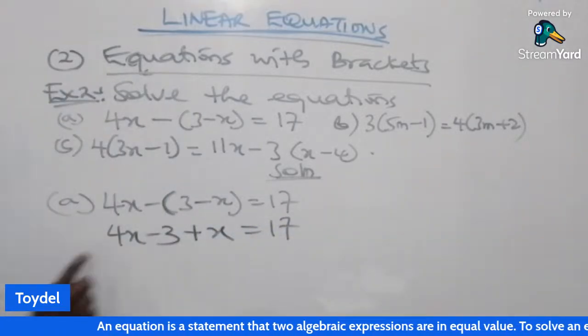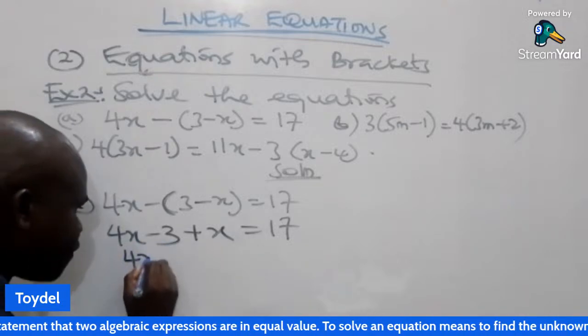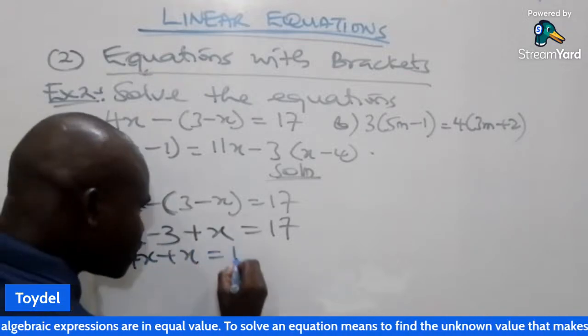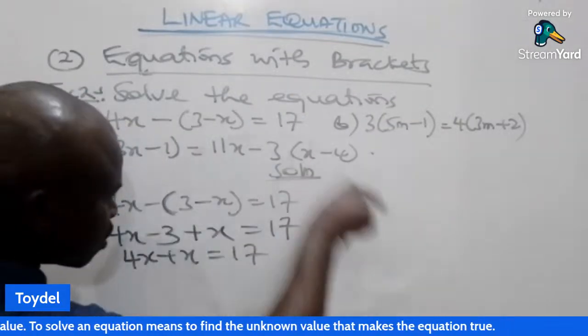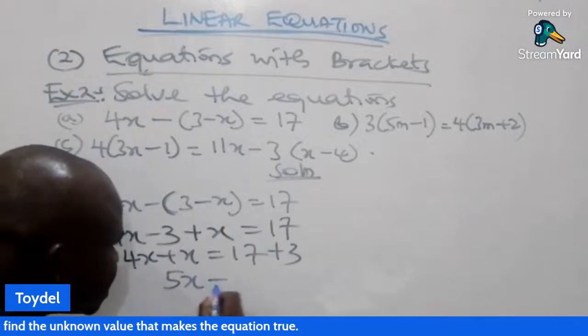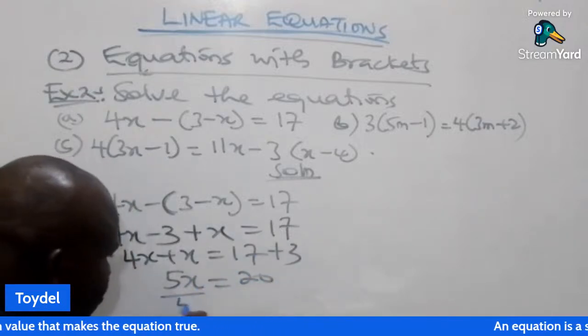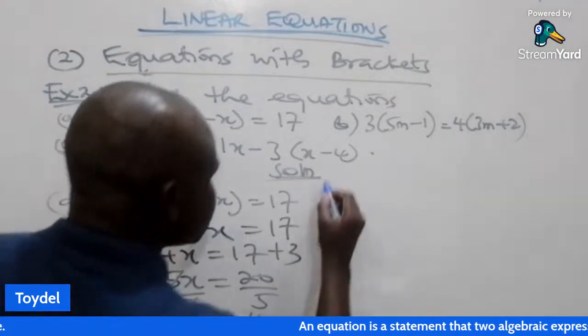That's what we have. We now rearrange. 4x plus x is equal to 17. We can take this minus 3 to the other side. By the time it crosses, it becomes plus 3. 4x plus x is 5x. It's equal to 20. Divide both sides by 5. So that x is equal to 4.